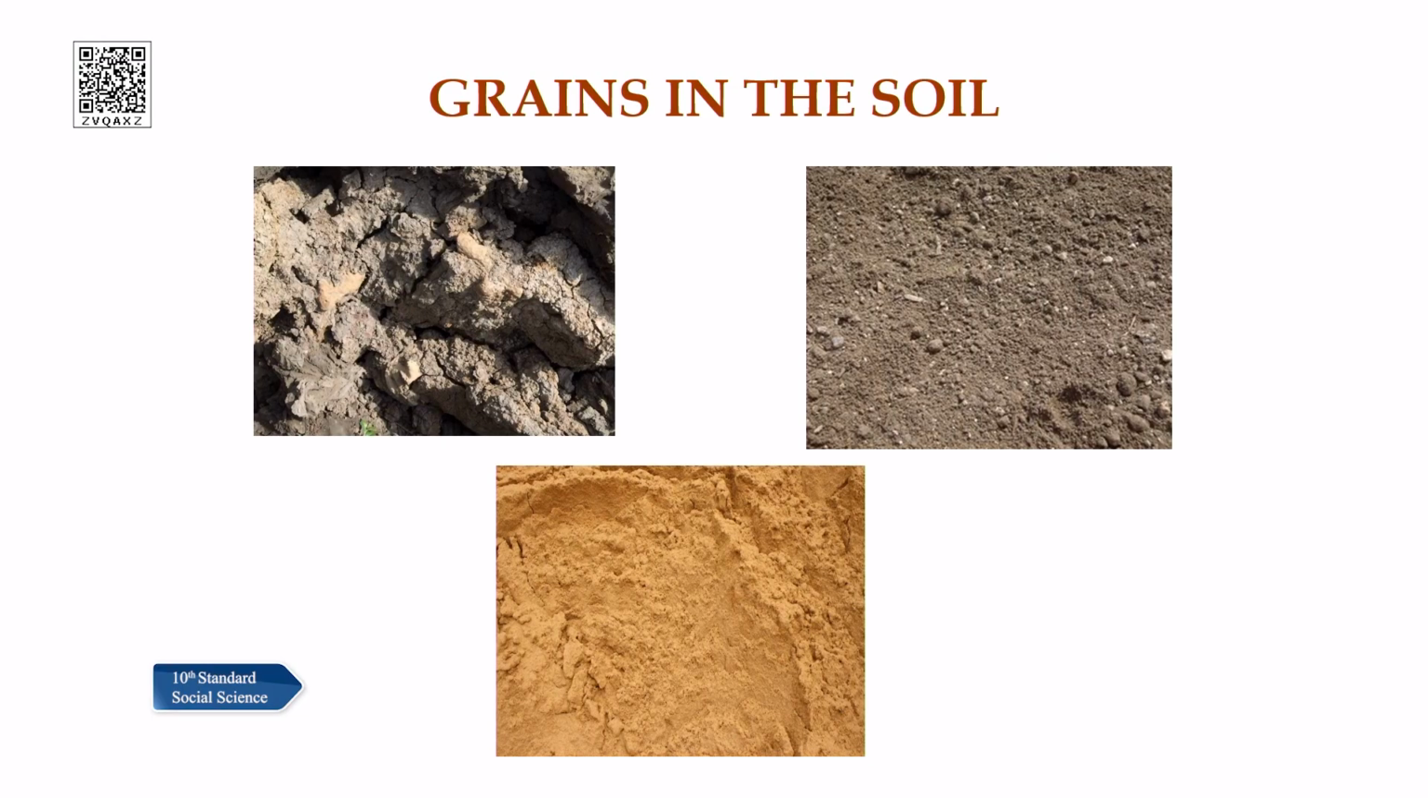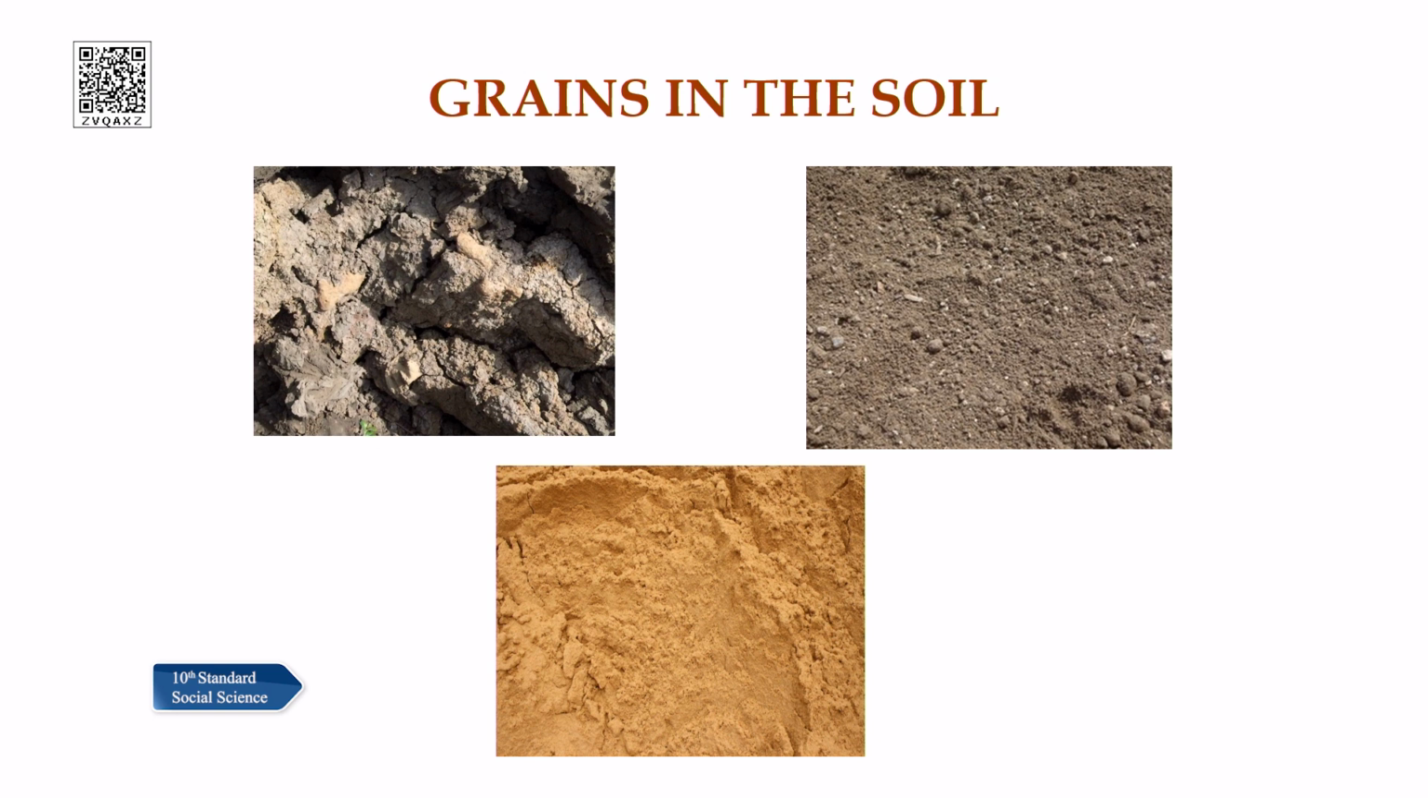Soil is the upper layer of the land surface and it is usually composed of minerals, living organisms, air, water. The grain in the soil are of three categories. They are silt, clay and sand. How do these soils form? They are formed by the weathering of rocks and we have different types of soil in different areas.